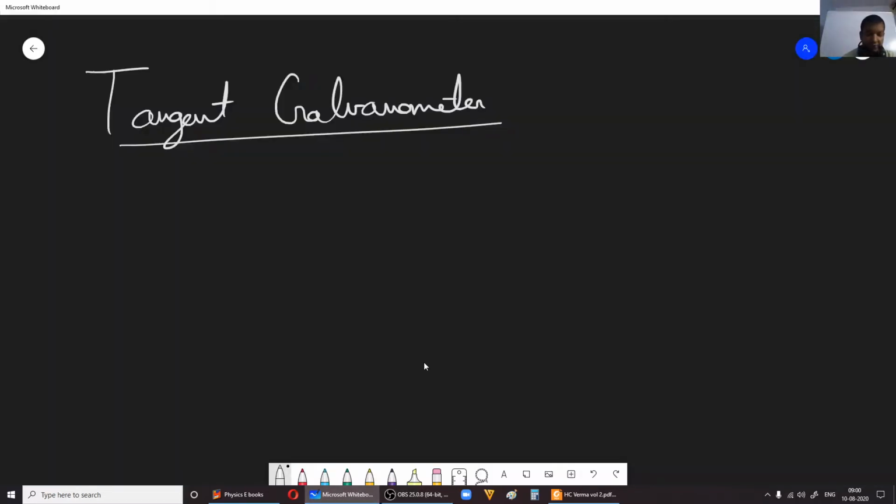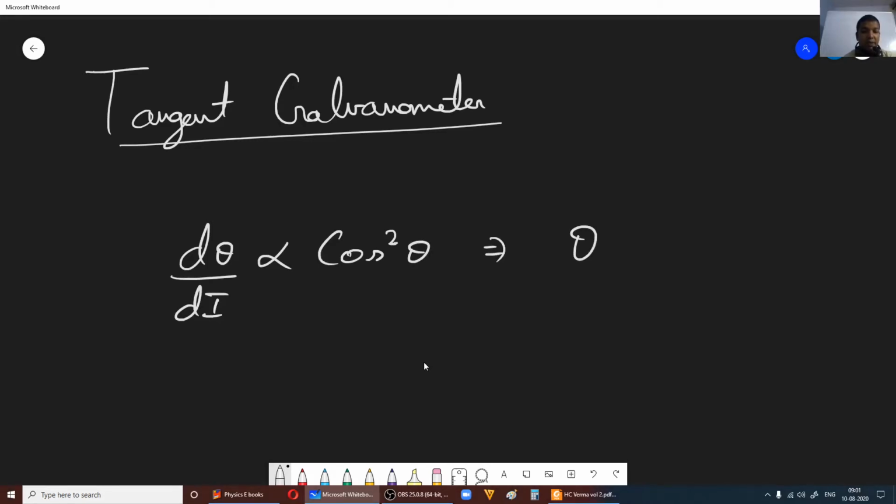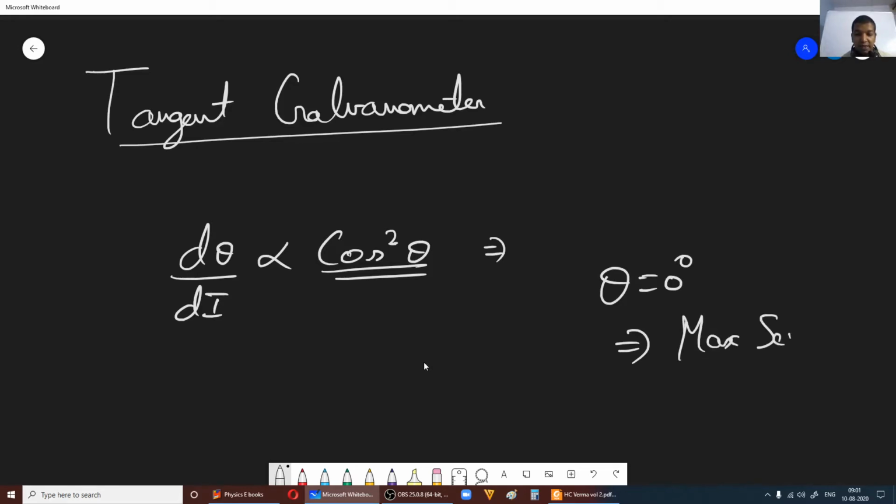Okay, I have an update with this tangent galvanometer. In the last class we studied that d theta divided by di is proportional to cos square theta. If theta is minimum, cos square theta would be maximum, and therefore I said that at theta equal to 0 degrees we have maximum sensitivity. We can see maximum sensitivity, right?